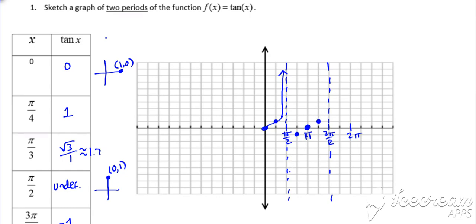So your tangent graph grows left to right from one asymptote to the next, and it curves up. It kind of looks like a cubic function. But it's periodic, so it repeats. So then after 3 pi over 2, we're back at -1 here. At 2 pi, we have another 0. So we have this continuing pattern.